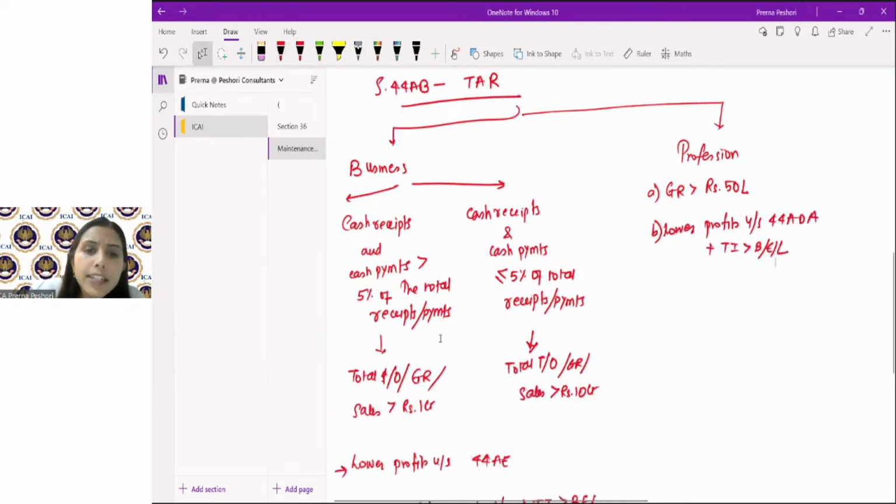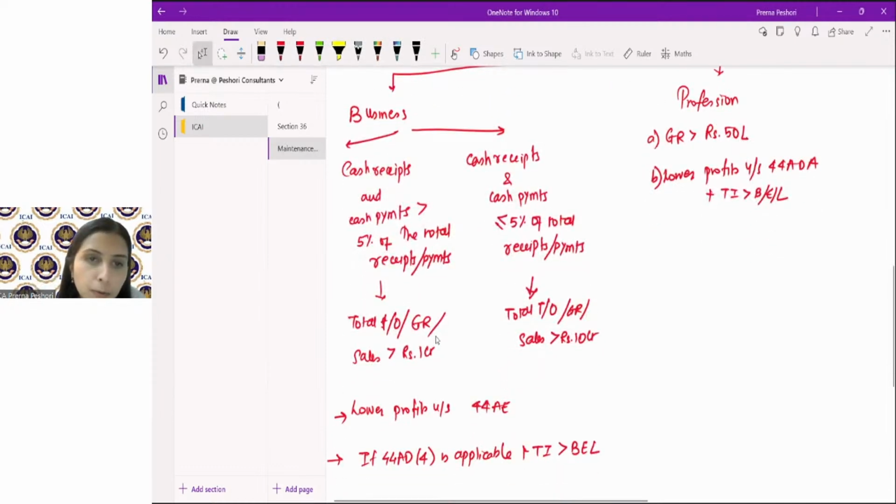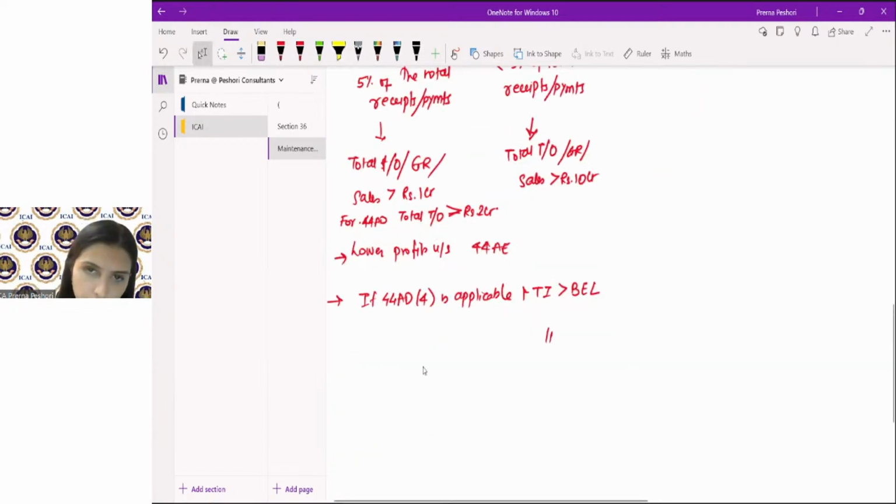Also for 44AD, the total turnover limit is greater than rupees 2 crores. For other businesses, it is 1 crore. Then you have to furnish the audit report in form 3CB, 3CD, right?